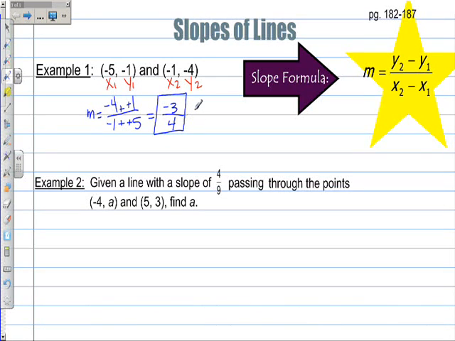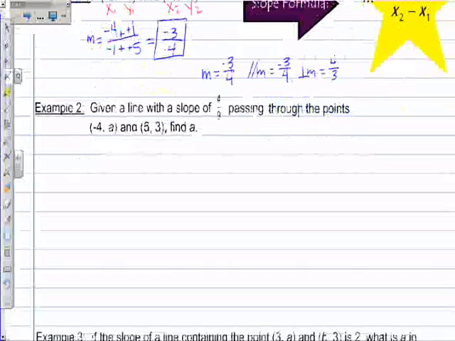Okay. Now, if you remember, we're going to also talk about parallel and perpendicular slopes today. If the slope is -3/4, the parallel slope is the exact same thing, -3/4. The perpendicular slope would be the opposite reciprocal, so it would be +4/3. Okay? This is a whole review from last year, so just make sure you know this really well.